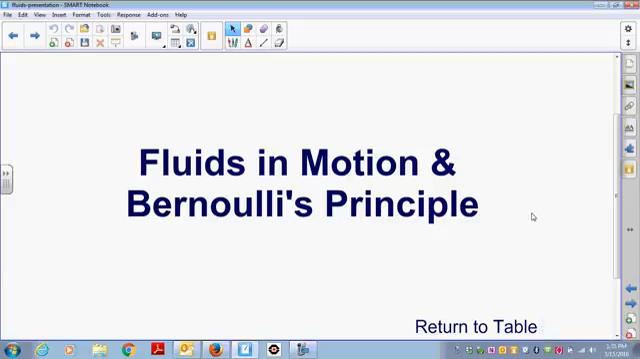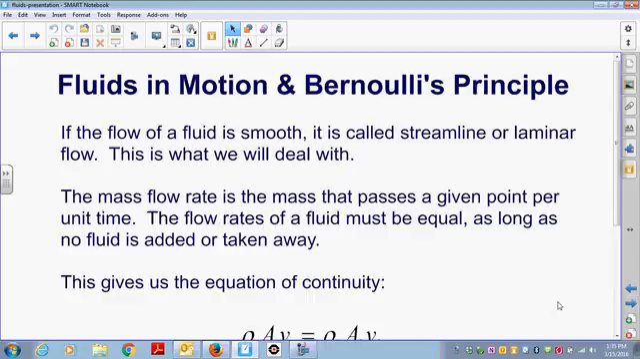Okay, in this video we're going to cover fluids in motion and Bernoulli's principle. If the flow of a fluid is smooth, we call that streamlined or a laminar flow. This is what we're going to deal with when we talk about fluids in motion.